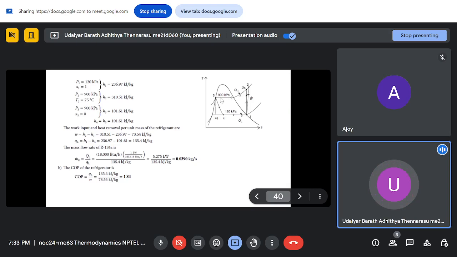Then for P3 they have given it is a saturated liquid. So at 900 kilopascal you have to find out saturated liquid enthalpy, which is 101.6 kilojoule per kg. And then 3 to 4 is an isenthalpic process across the valve, so H3 equal to H4. So using this now we can find out the work done.